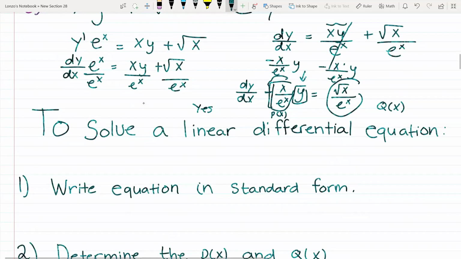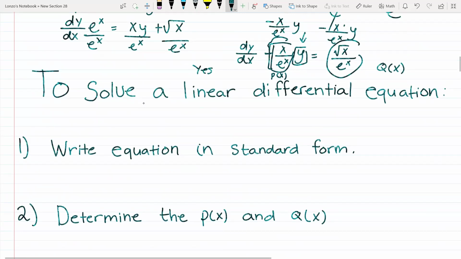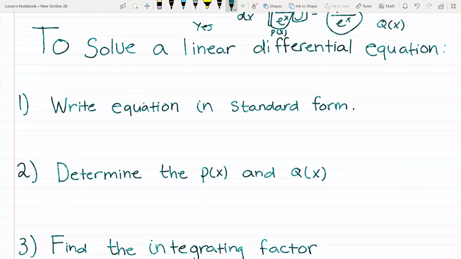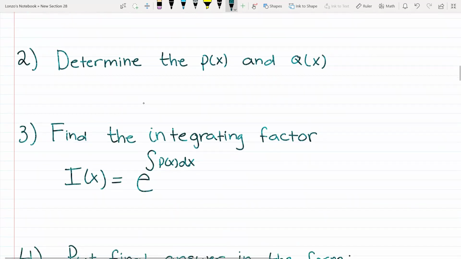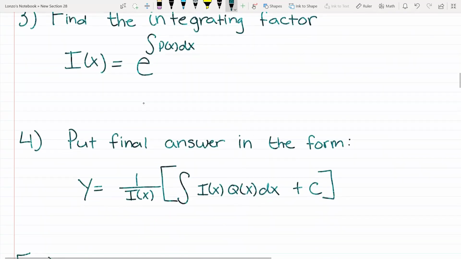Okay, so let's go over the steps to solving a linear differential equation. Step one, write the equation in standard form. Step two, determine the p of x and the q of x. Step three, find the integrating factor, which is basically e raised to the integral of p of x dx, and I'll explain. Step four, put the final answer in this form: y equals 1 over the integrating factor, times the bracket of the integral of the integrating factor times q of x dx, plus c.